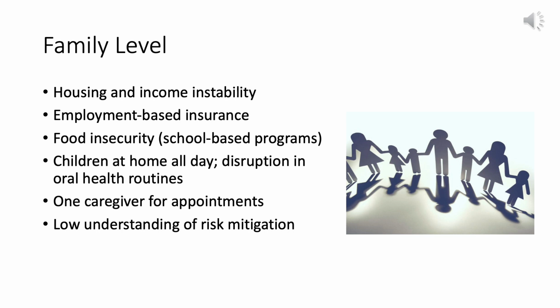Those systems level issues were some of the barriers that increased during COVID, but we also see some barriers that rose at the family level, and that was housing and income instability were much more prevalent. Individuals who previously had employment-based insurance, many people lost that insurance as they became unemployed. Some children who received food through school-based programs no longer had that food security. Although some schools did maintain programs where families could stop by and pick up foods, that food insecurity was quite prevalent. And families were reporting going through their food much more quickly, given that more people were at home.